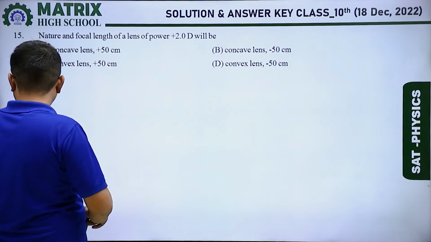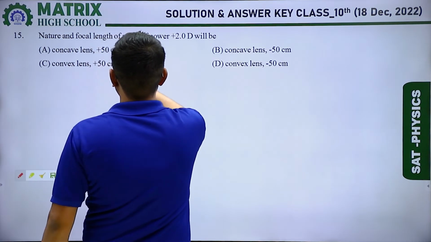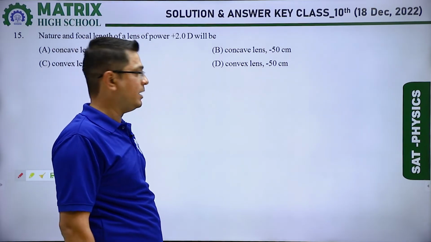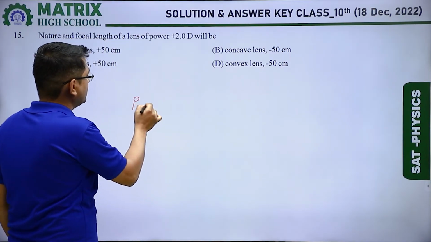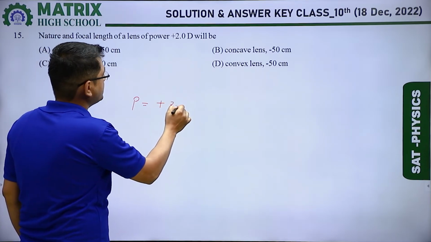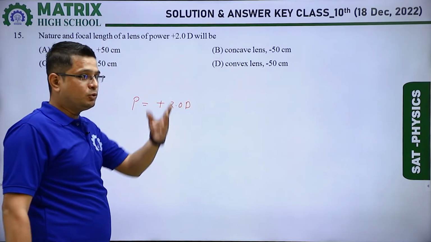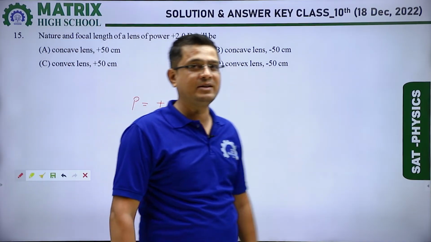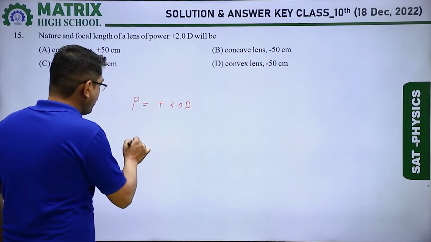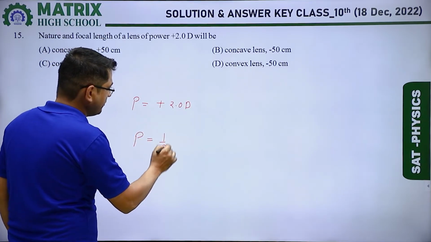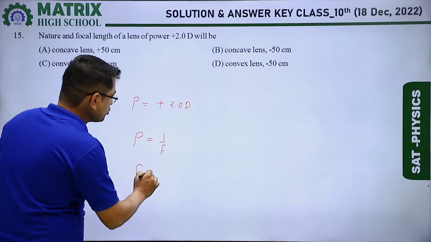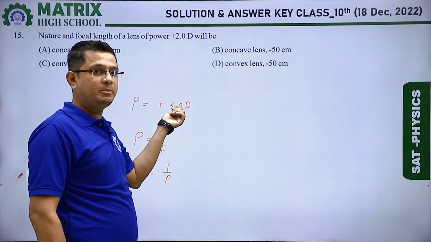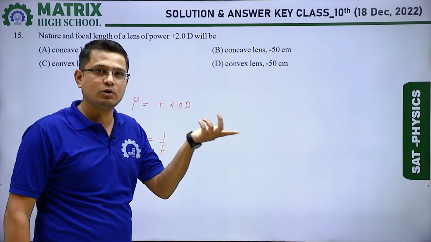Next, question number 15. In question number 15, the nature of focal length of a lens of power plus 2.0 diopter. So here the power is given, that is plus 2.0 diopter. We have two lenses, concave and convex, and we know that the focal length of a convex lens is positive and the formula of power is 1 upon F. That means F becomes 1 upon P. So we know that the power of a convex lens is positive, that means the focal length of a convex lens will also be positive.